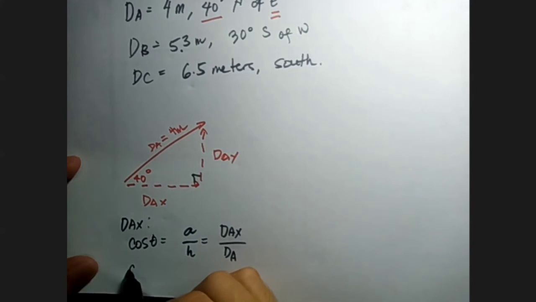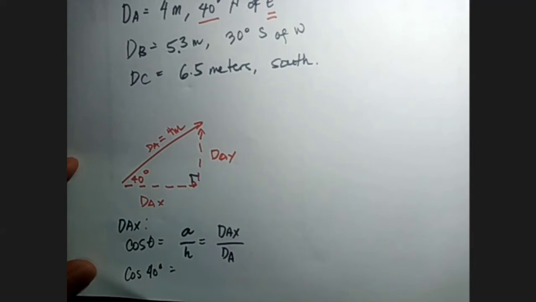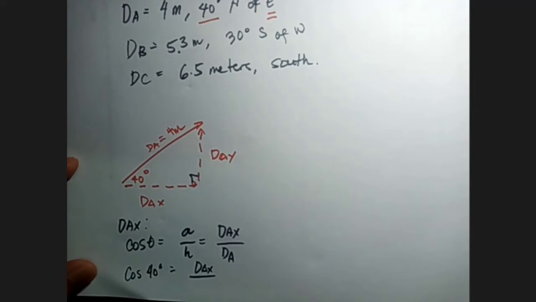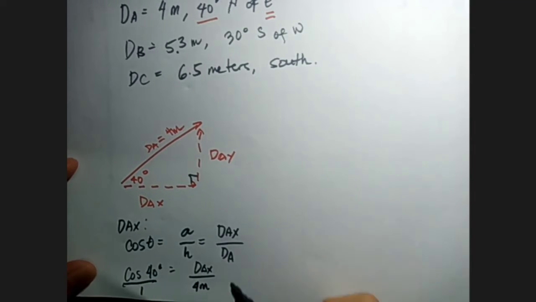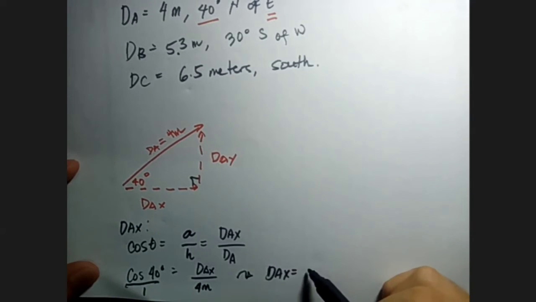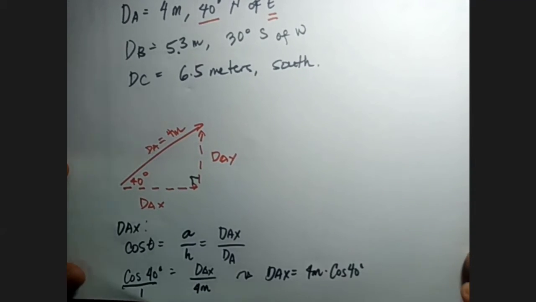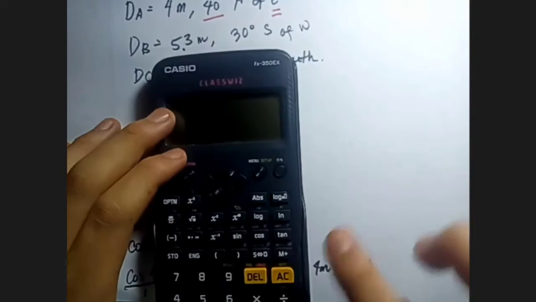Let's solve. Cosine of theta, where theta is 40 degrees, equals D sub AX, which is unknown, over D sub A, which is 4 meters. Cross multiplying, we can determine that D sub AX is equivalent to 4 meters multiplied by cosine 40 degrees. Now, what is 4 meters multiplied by cosine 40 degrees? Let's solve.